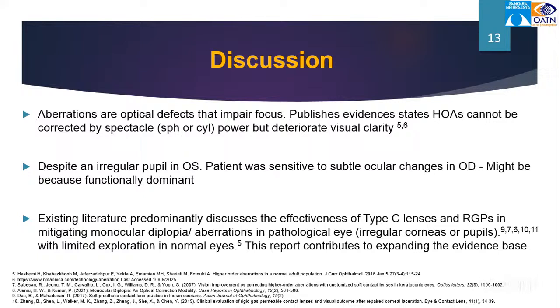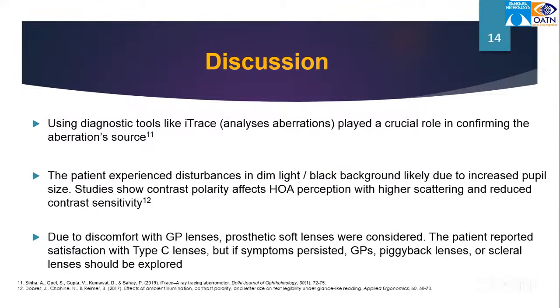And most of the existing literature predominantly discuss the effectiveness of type C lenses and RGPs in mitigating monocular diplopia and aberrations in pathological eye. Only few articles expose its use in the normal finding eye. Especially type C lenses with normal finding eye is underreported, and this case adds to the growing evidence. And utilization of this diagnostic tool like eye trace played a crucial role in confirming the aberration source.